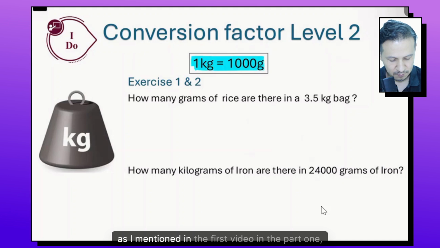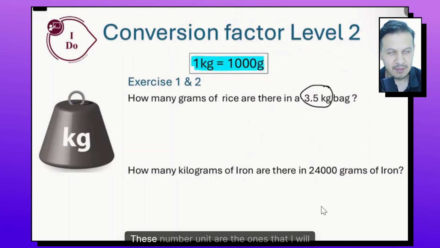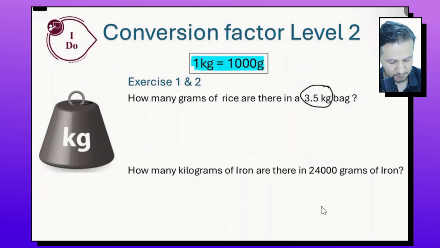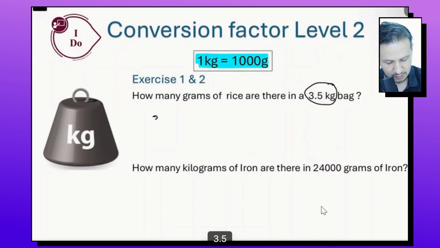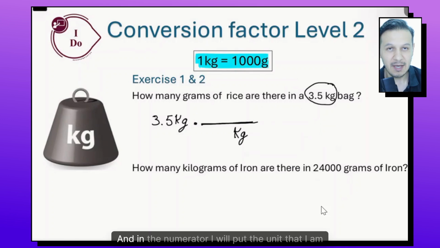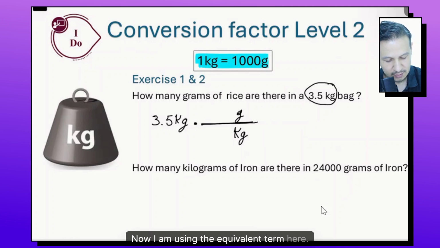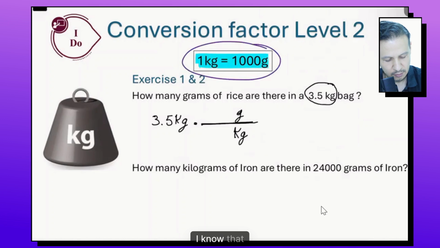So as I mentioned in the first video, in part 1, I will always start with the given number, which is 3.5 and the unit kilogram. This number and unit are the ones that I will write as the first part: 3.5 kilograms. Then I will put times a line. In the denominator, I will put the same unit that I have in the given number. And in the numerator, I will put the unit that I am looking for, my target, which is grams. Now I am using the equivalent term here, this one. I know that 1 kilogram is 1000 grams.